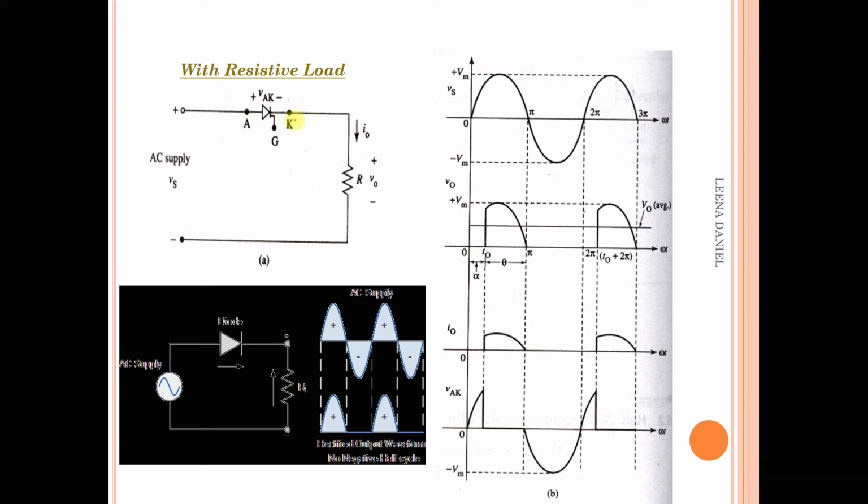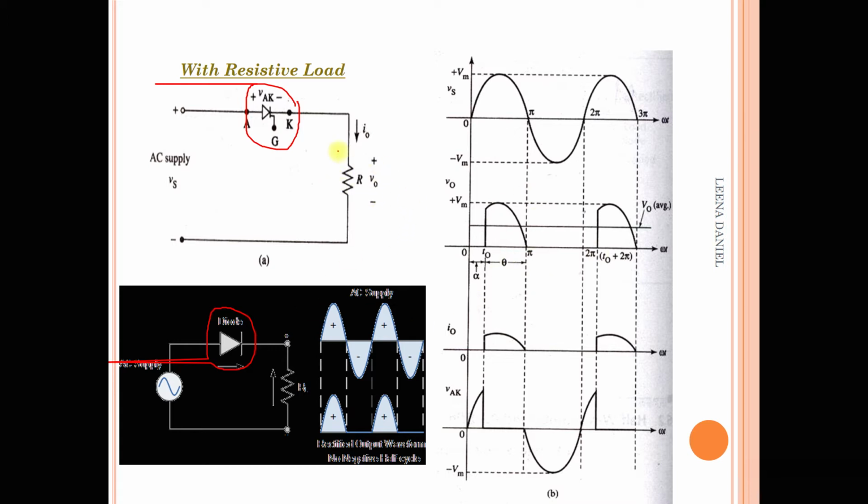A half wave rectifier means we use only one thyristor or one diode. Here we use a diode for the half wave rectifier and here we use a thyristor for the half wave rectifier. Half wave means we get output only for one half wave, and in the other half wave we do not get any output. This is half wave rectification.